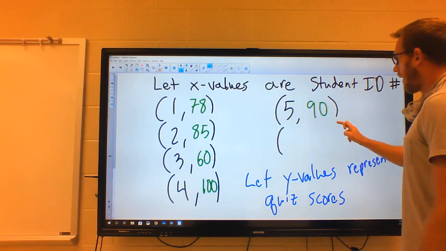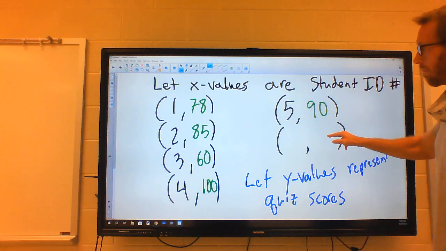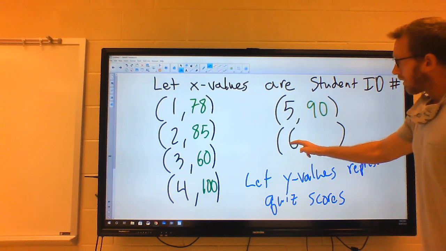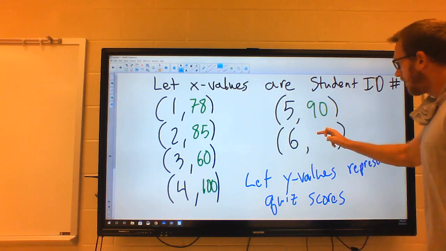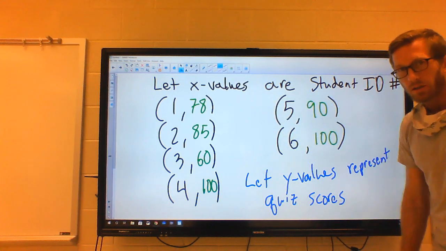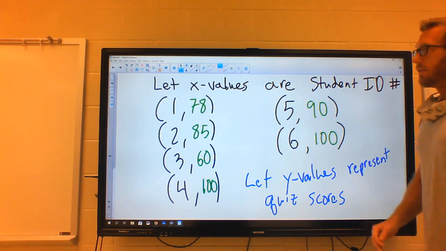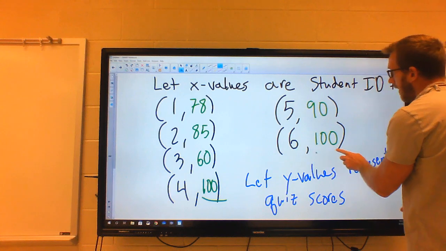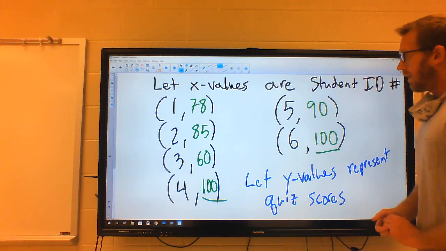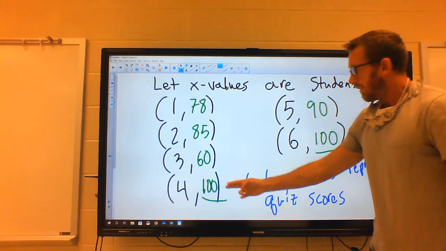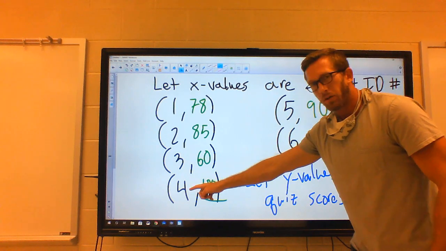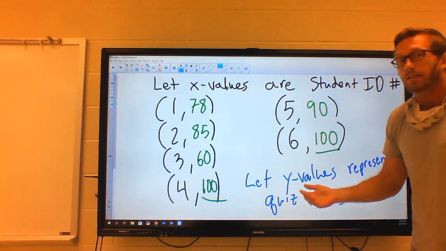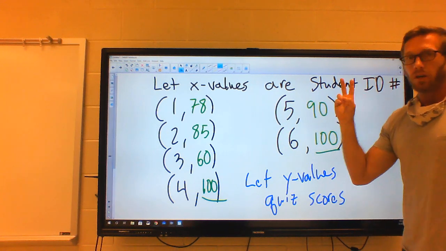Now here is what I meant on the last slide when I said we can repeat a y value, but we cannot repeat an x value. What if the sixth person in the class is also a genius and they score a 100? Is that possible? Yes. This is my analogy for why we can repeat y values but not x values. We are allowed to say that two people in the class, the fourth person and the sixth person, both scored 100. That makes sense. That is still a functioning system.